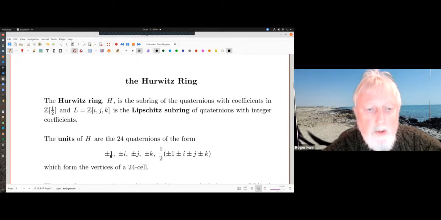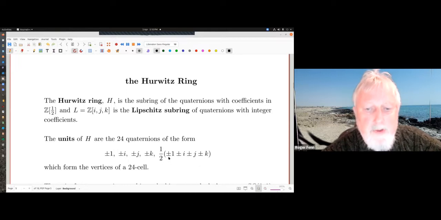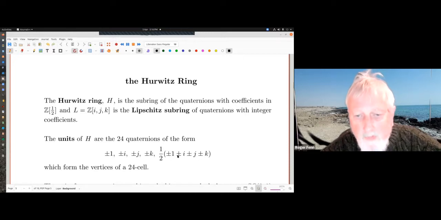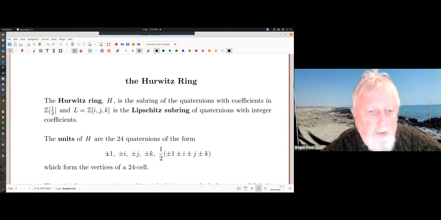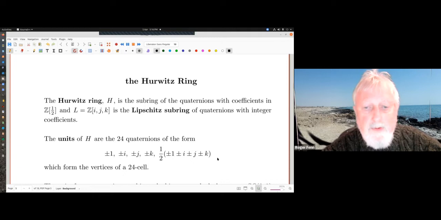Plus or minus 1, plus or minus i, and so on, plus or minus j, plus or minus k. And then a half, because we were allowed to use a half, plus or minus 1, plus or minus i, plus or minus j, plus or minus k. There are 16 of these. There are 8 of these. And so that gives us the 24 vertices.